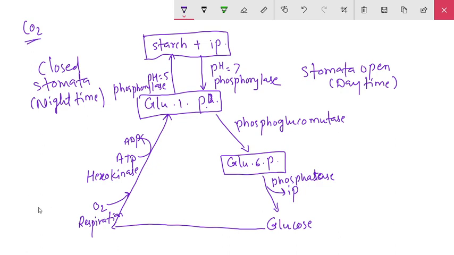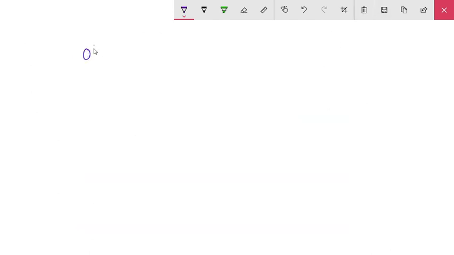This scheme is known as Steward's hypothesis. But there are some limitations or objections to Steward's theory. So what are those objections?